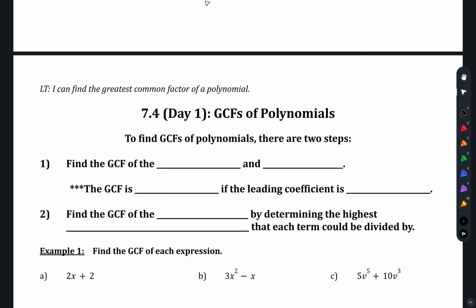For day one, we're talking about GCFs of polynomials. We talked about GCFs a little bit before. Do we remember what a GCF is? The greatest common factor. It's the largest number that can be divided out of a set of numbers evenly.